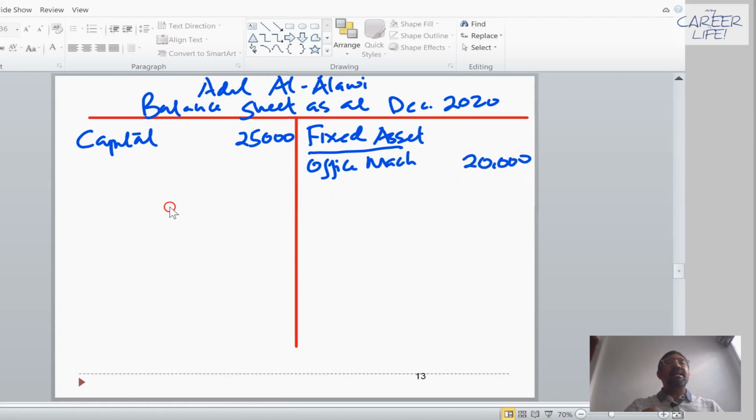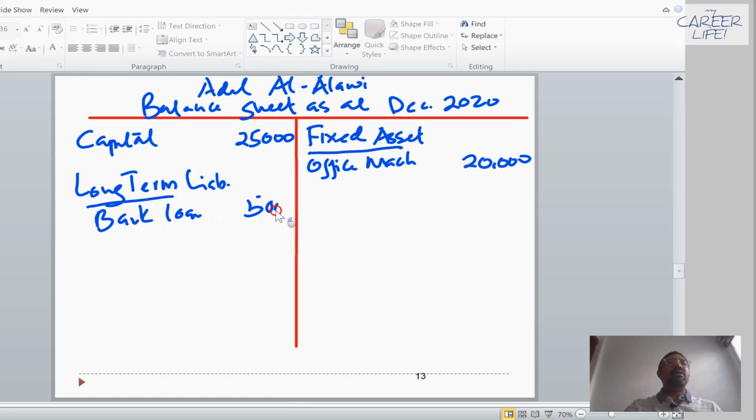So you can see that. Then the next item was the bank loan. Now, if it is a long-term loan, then this will be classified as long-term liability. Let me rewrite it. Long-term liability. So we have here bank loan. How much was it? 5,000.